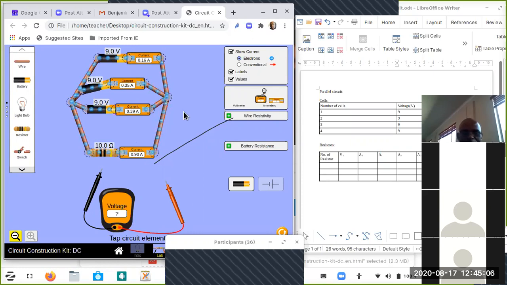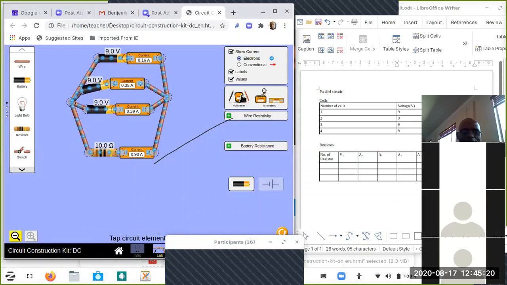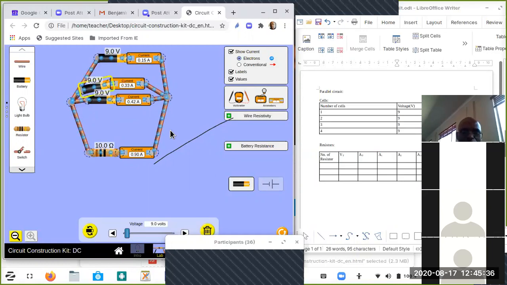Right. Are there any questions before I move on, or whilst I'll be moving on to the other diagram now? No, sir. Fine. So this was about cells. Now, let us look at resistors that are connected in a parallel connection. So I'm going to get rid of all this.